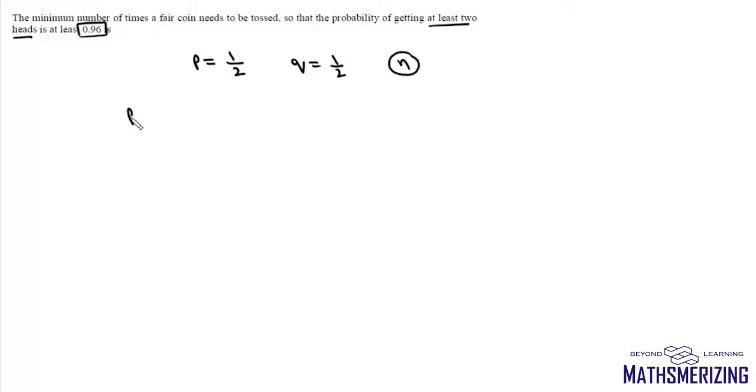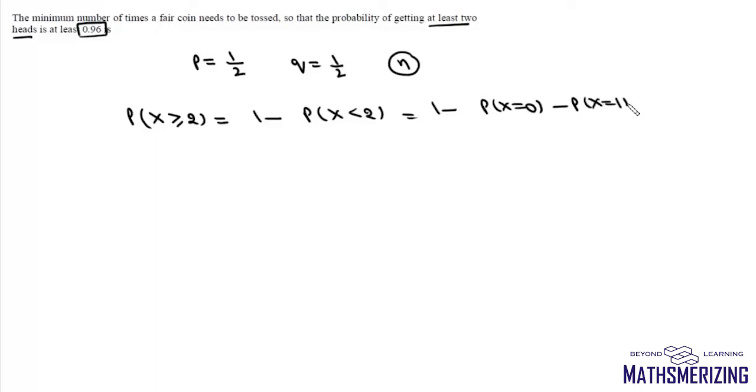Suppose n is the number of times we are tossing this coin. Now we need to find the probability that x is greater than or equal to 2. We can write this as 1 minus the probability of x less than 2. So it will be 1 minus probability x equals 0 minus probability x equals 1. Now it says this probability is at least 0.96.